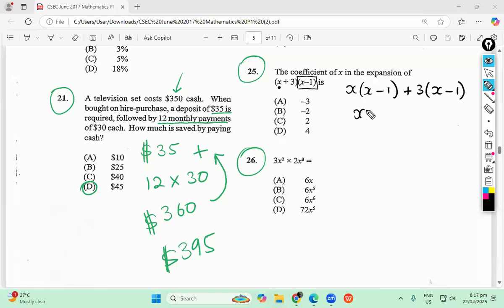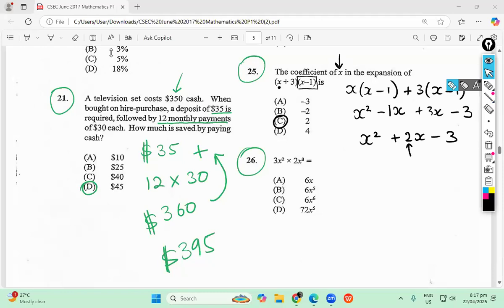X by x is x squared. X by minus 1 is minus 1x. 3 by x is 3x. 3 by minus 1 is minus 3. So you get x squared, minus 1x plus 3x is positive 2x, minus 3. They ask for the coefficient of x. Who is touching x? That would be positive 2. Looking through the answers, quite a few people got that one wrong.